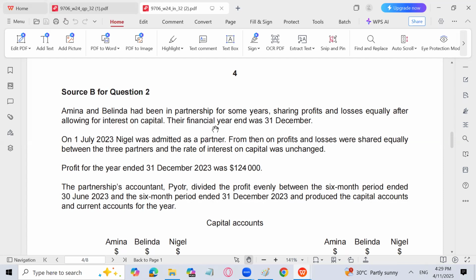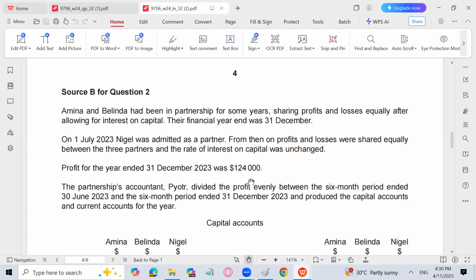Amna and Belinda have been in partnership for some years, sharing profit and losses equally after allowing for interest on capital. Their financial year end was 31st December. On 1st July, Nigel was admitted as a partner. From then on, profit and loss were shared equally. So even previously, A and B were sharing profit equally, and after the admission of Nigel, A, B, and N share profit equally between the three partners, and the rate of interest was unchanged.